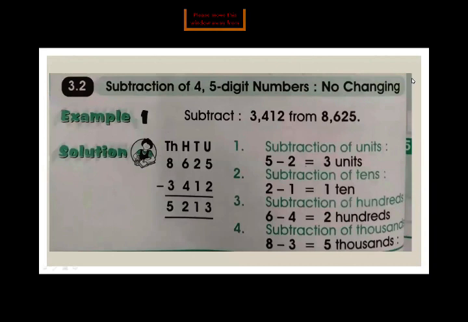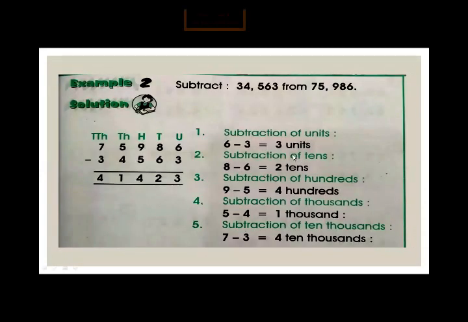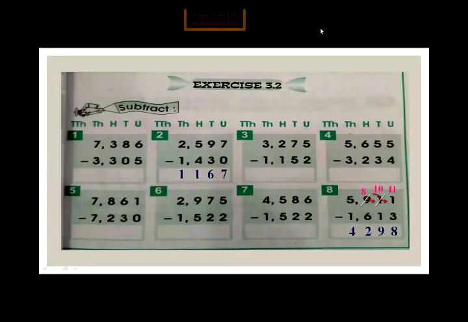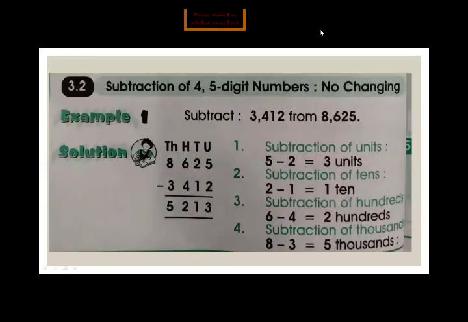Here no change means that no need of borrow is given in these two examples. In the exercise, some questions are with borrow and some questions are without borrow. Okay, you just need to do it carefully. Okay, I am repeating this example again, 4-digit and 5-digit numbers. If you have any difficulty, any confusion, now listen very carefully.